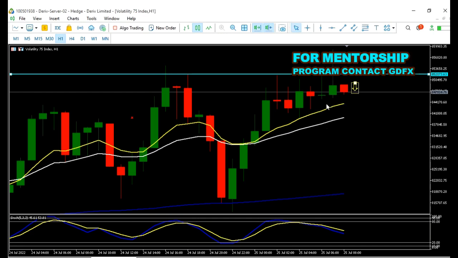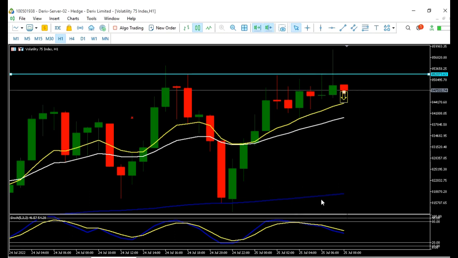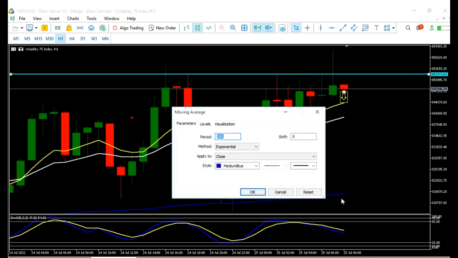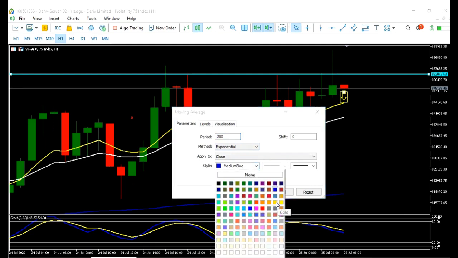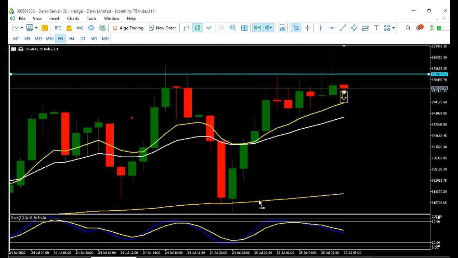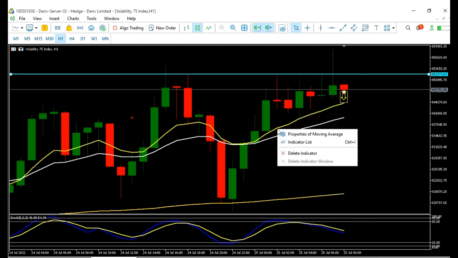We have the 21 moving average. The setting is 21 exponential moving average, 10 exponential moving average, and 200 exponential moving average. Look at it, this is the 200 exponential moving average. Let me change the color so that you will see it. Have you seen it? It has changed.